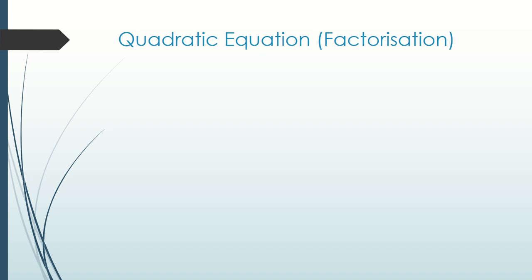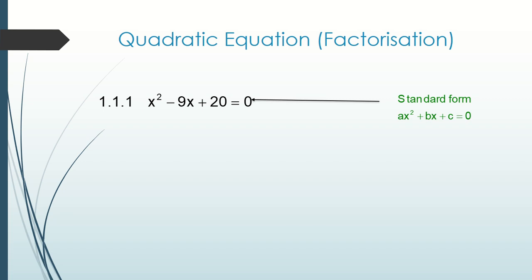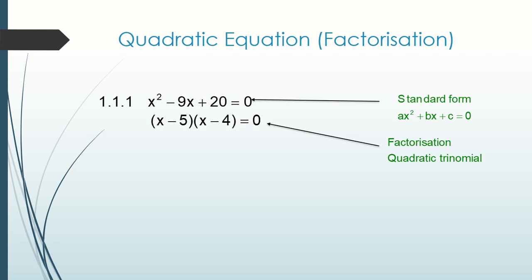Starting with the first question, we are given our quadratic equation in standard form. So we factorize, find the factors of 20 that work. 5 and 4 will give you 20, but minus 5 minus 4 will give you minus 9, which is your middle term. So you have x equals 5 or x equals 4.